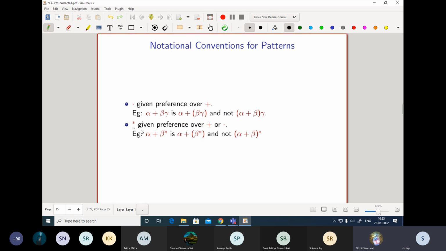Similarly, the unary operator asterisk is given preference over the binary operators plus or union or concatenation. So if you had alpha plus beta star and didn't have brackets, then you would parse it as alpha plus beta star and not as alpha plus beta whole star. Or you could just simply give proper parentheses.